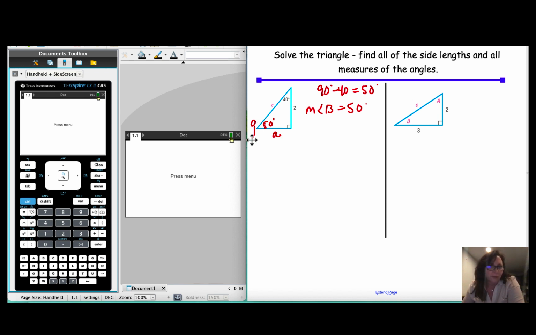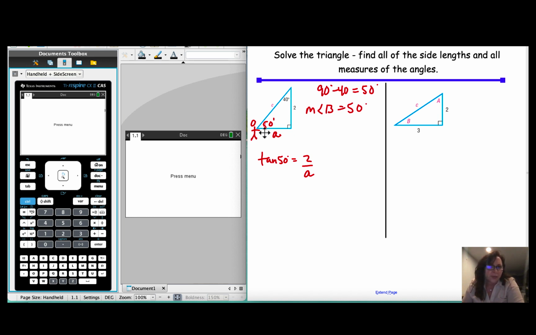Kind of put yourself at the corner here where the angle is. And so we're going to find whatever little a is and whatever side C is. Because I have this side that's opposite, which is 2, and I'm trying to find the A, we can use opposite and adjacent, which is tangent. So we can say that tangent of 50 degrees is equal to the opposite side over the adjacent side. And then I would just cross multiply, and I'd have to divide on this problem to isolate the A.